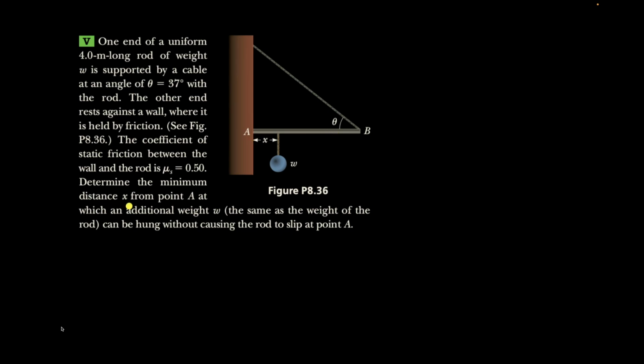So the minimum distance x from point A without causing the rod to slip at point B. So force of friction right here. So right now, think about it. As I am applying the force like this, my force of friction can be downward or upward. And most likely, because this weight is right here, force of friction is going to be up.